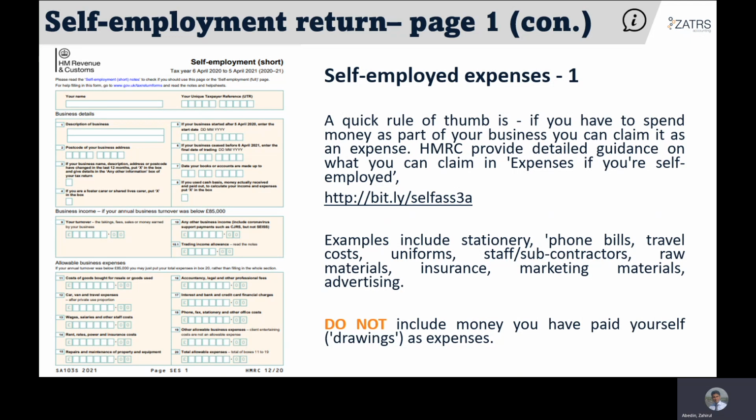You can't claim either for ordinary everyday clothing. If you have to wear special clothing in your job or a uniform, you can claim that. But if it's just everyday clothes, you've got to foot the bill for those. You can't take them as a business expense. And the other one you can't claim for is entertaining customers. So again, just to be on the safe side, check out the guidance and make sure you have got it right.